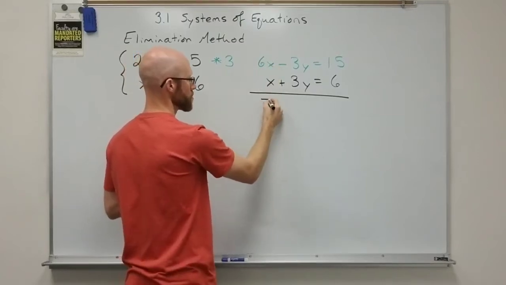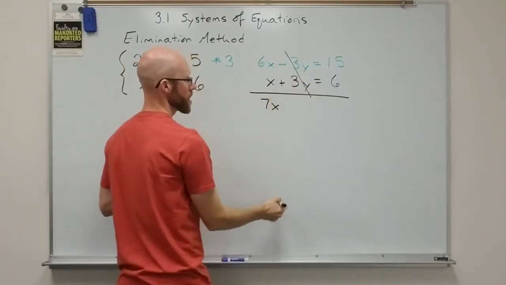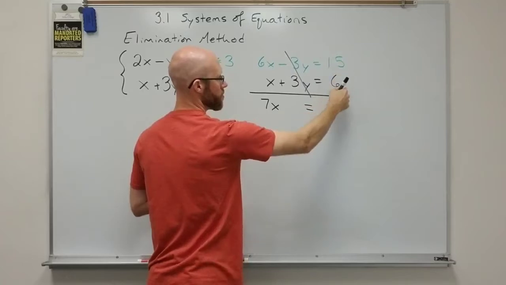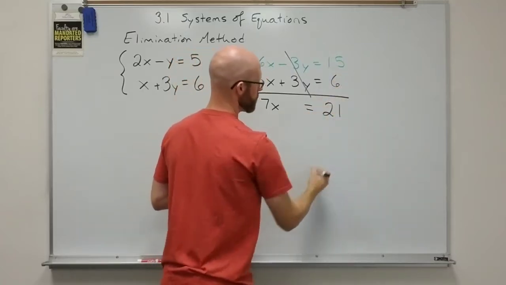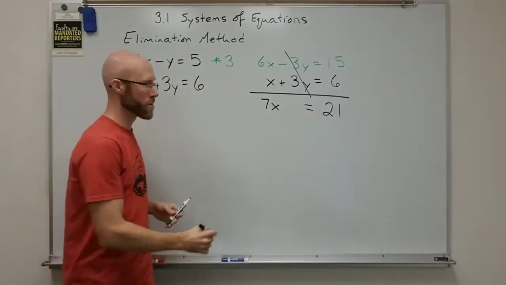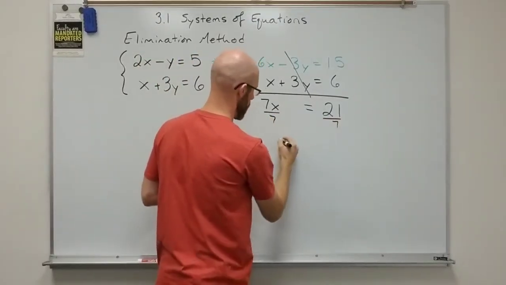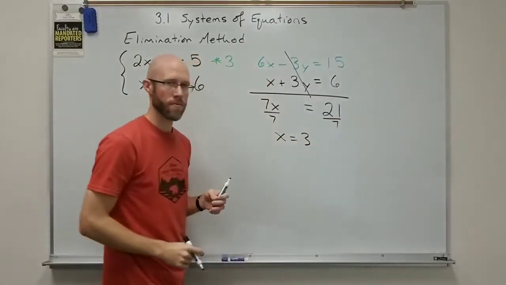The x's become 7x. The 3's add up to 0. 15 and 6 make 21. And I divide out the 7. And I get x equal to 3. Now again, I'm not done.